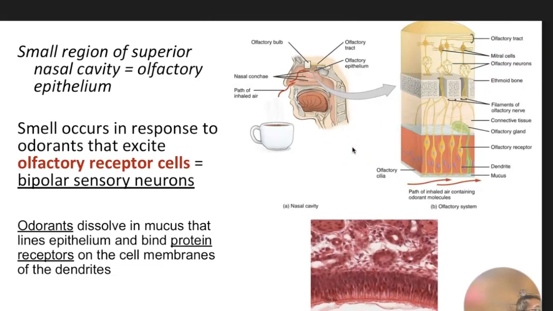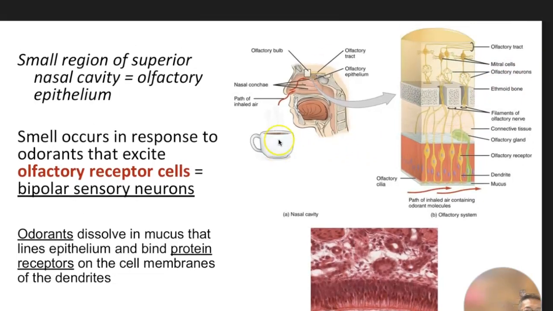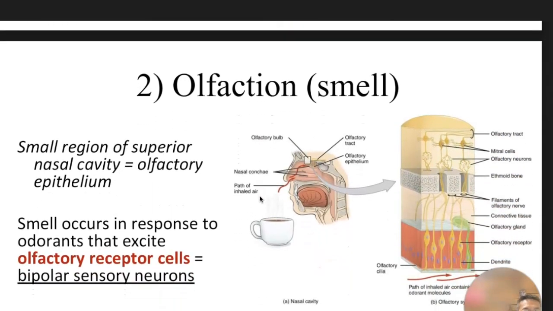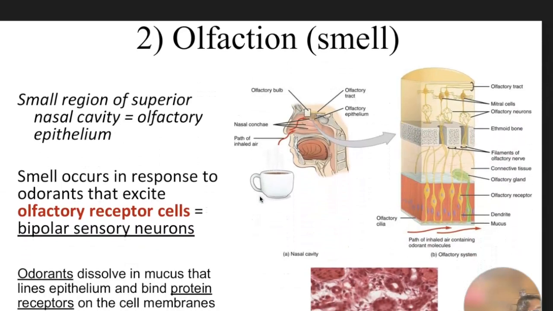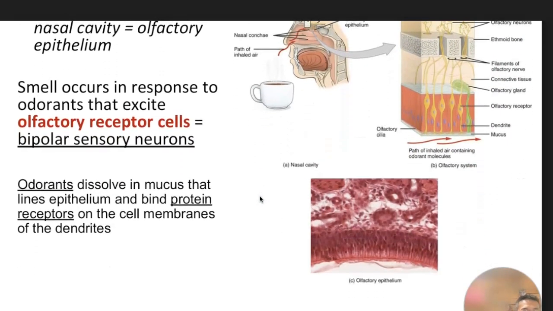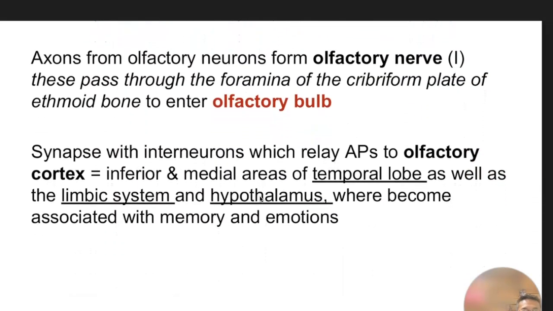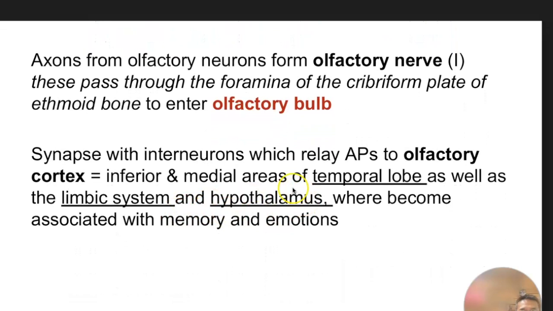I don't know if you remember, we talked about taste earlier, that it goes through and stops at the thalamus, and then goes up to the brain. Olfactory is the one that doesn't. It goes straight to the hypothalamus.